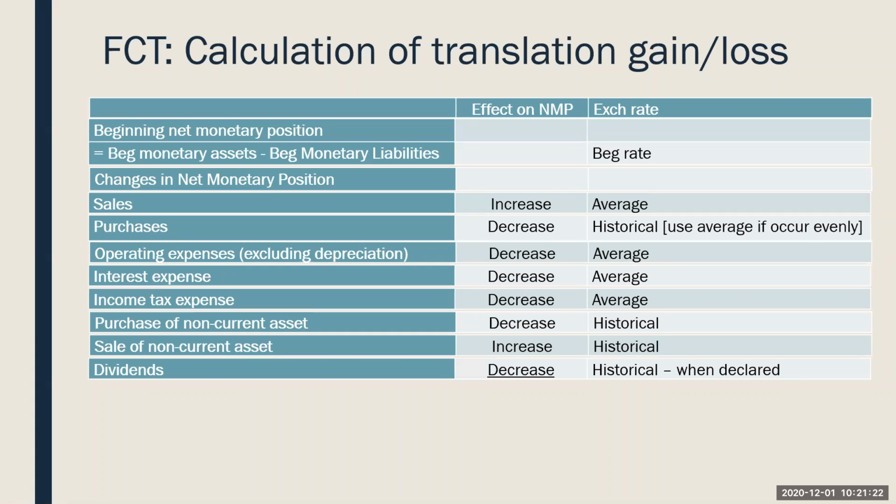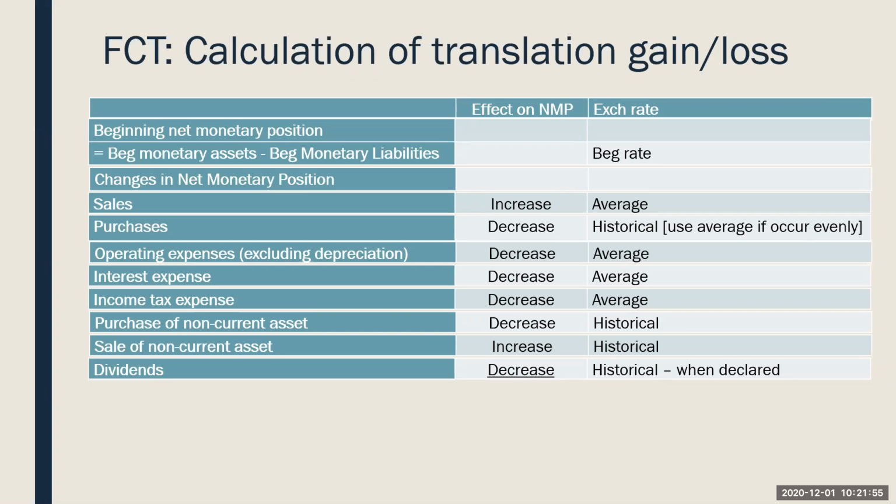Dividends reduce net monetary position, and dividends are to be translated using the historical rate for when the dividends were declared. Sometimes you're given information on when the dividend is declared, and then later when the dividend is paid. Pick the rate for when the dividends were declared, because the moment the dividends are declared, a dividend payable liability is created, and that results in the net monetary position decreasing.